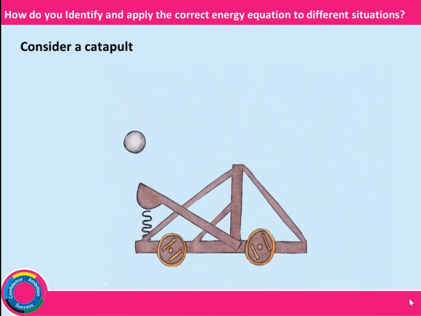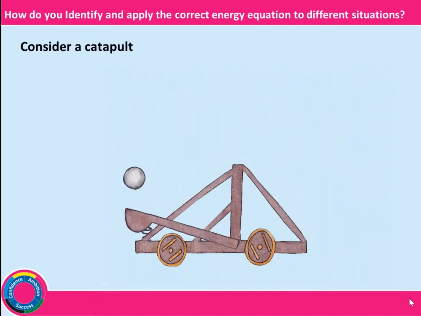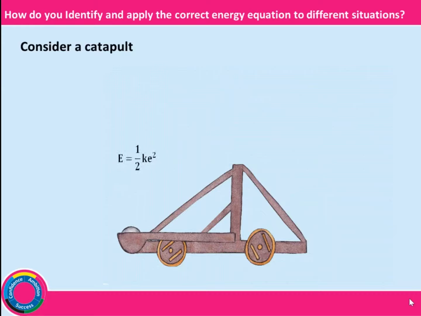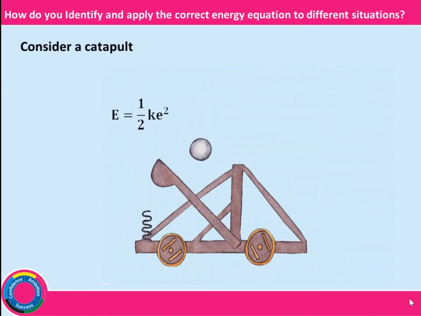Well, let's consider a catapult. There we are. There's a catapult done for you. Now, I've put a little spring on it. This is based on a Roman catapult. But there they had a thing like a bow that actually pulled the catapult upwards. Here I put a little spring.